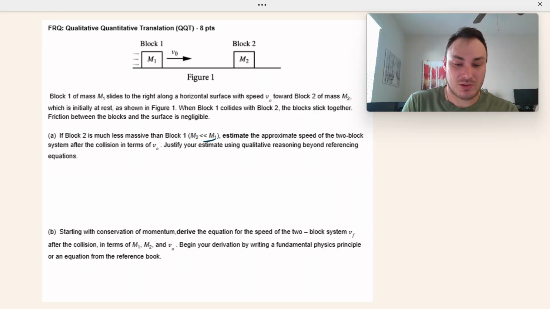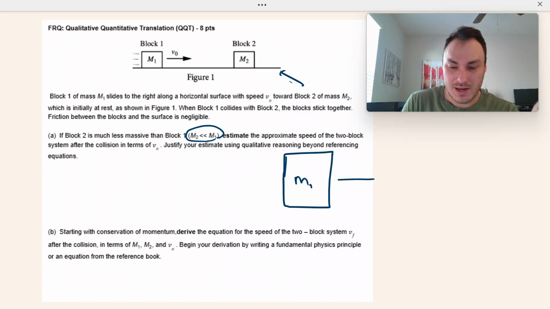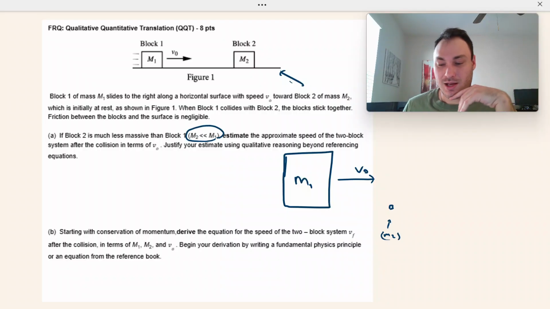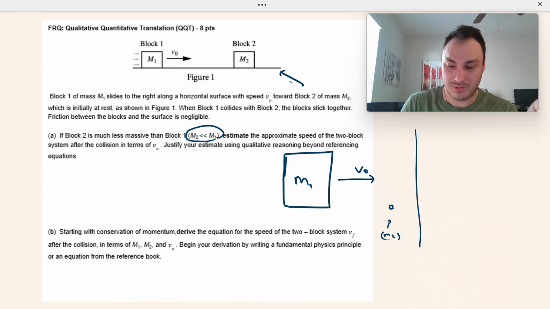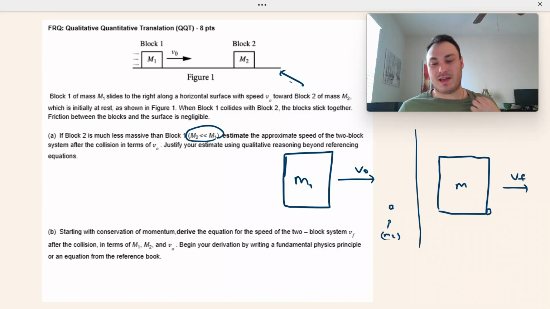So what this means, if M2 is way less than M1, this picture is not doing this justice. What this means is we have a situation that looks like this. We have M1, and it's moving with the speed of V, and then we have M2 down here, so tiny. When this collision happens, it's going to look like that. If M2 is much less massive than M1, then the initial velocity is really going to equal the final velocity.